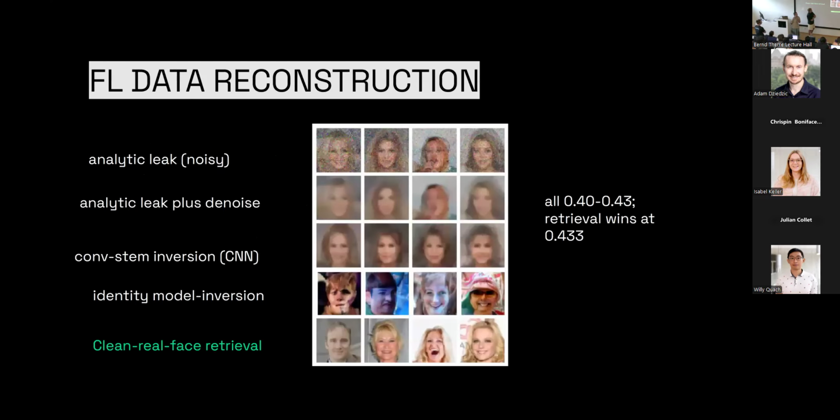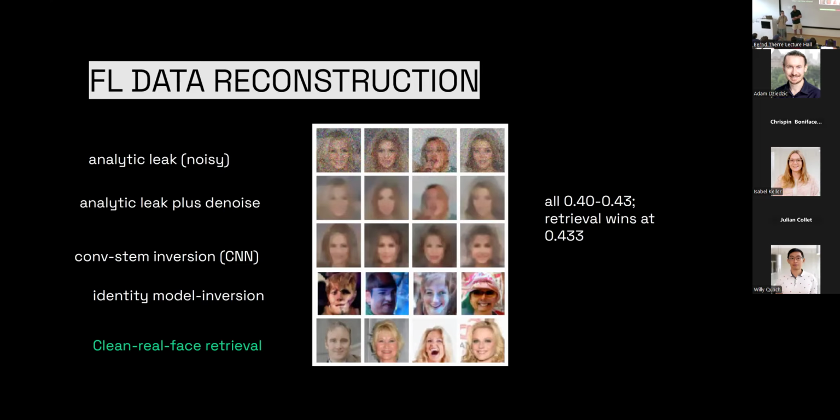Okay, so for the last task, we used a few methods. The best one was a clean real face retrieval. I'll talk through them from the first. The analytic leak is the first, then the vanilla gradient leak. Then we add noise to these gradient leaks.